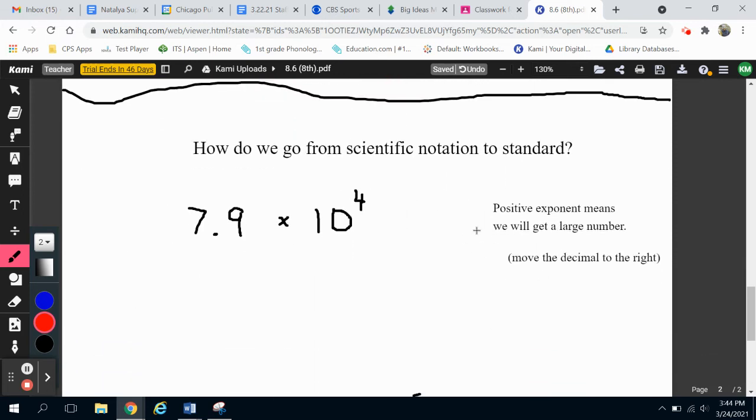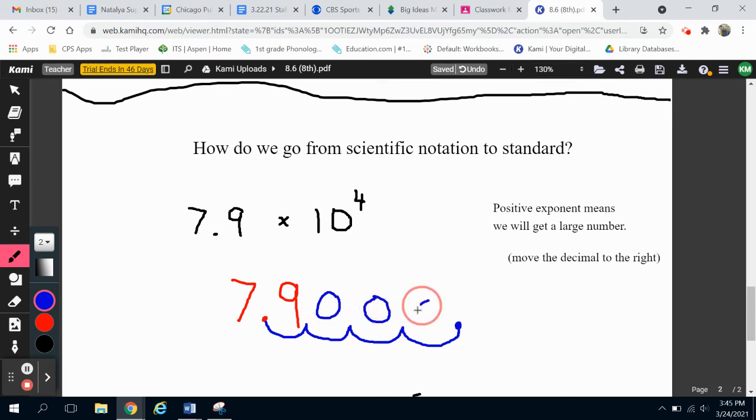Well, how do we go from scientific notation to standard notation? Actually, I think this way is a little bit easier if you ask me. I rewrite the first number, 7.9, and then I use the exponent to tell me how many hops I need to take. And since it's a positive exponent, I'm going to move the decimal to the right because I'm making a bigger number. 1, 2, 3, 4. There is my new decimal. I fill in the baskets with zeros. So my answer is 79,000.